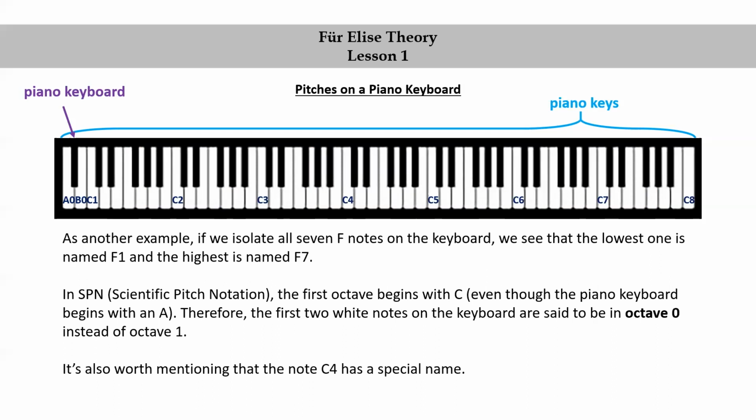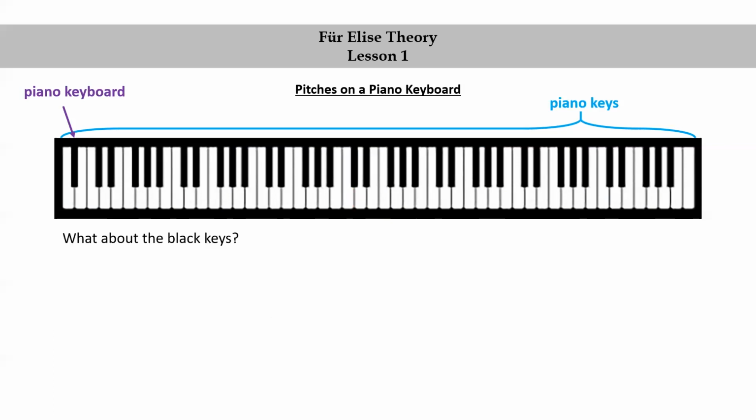It's also worth mentioning that the note C4 has a special name. There's C4 highlighted in red, and that particular note is called middle C. What about the black keys? Black keys are named using sharps and flats.